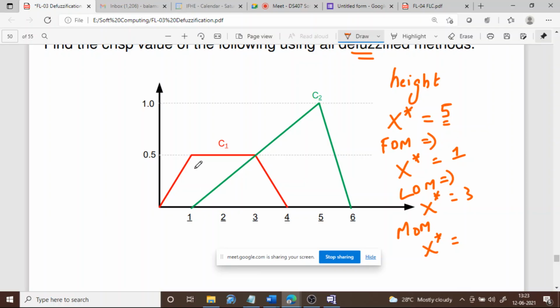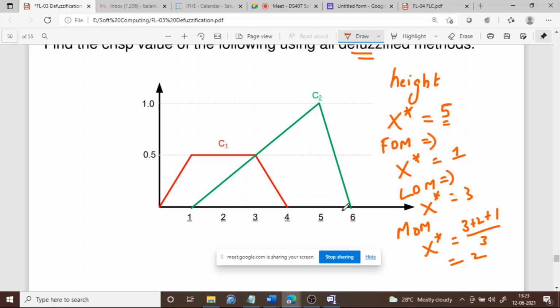Yes, if you apply MOM, what will be the result? 3 plus 2, 5. 5 plus 1, 6. 6 by totally 3 x values we are applying. So 6 by 3 is 2, right?